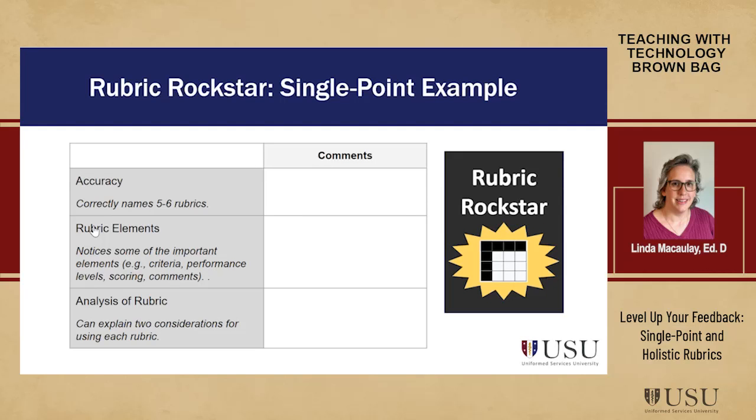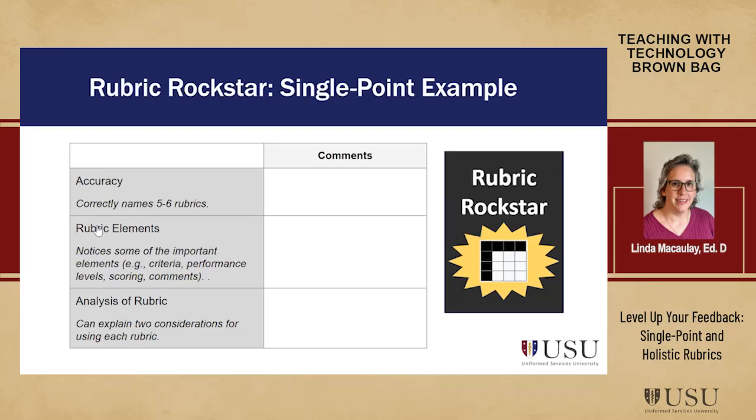So for our rubric rockstar example for single point, you can see here that we have at least one criteria again that we are assessing. They're the same three that you saw in the analytic, but now the descriptor is just describing the proficient level. So this is the passing level. If you're below this, you fail. If you're above it, it's honors. It doesn't describe how to exceed or fall below those expectations. It just tells you the expectation.